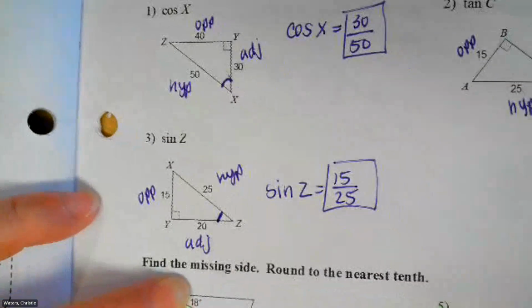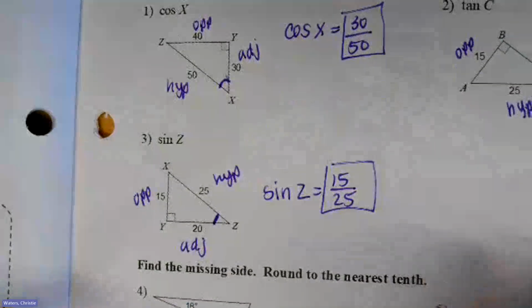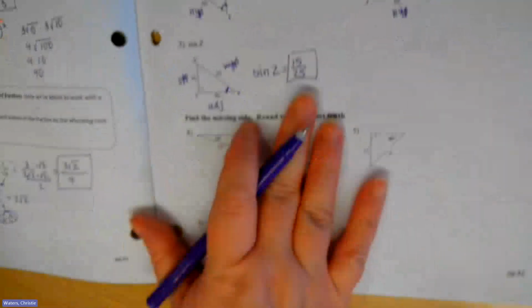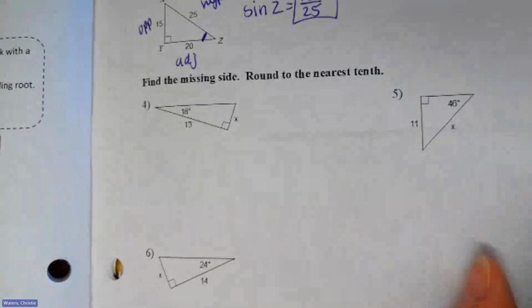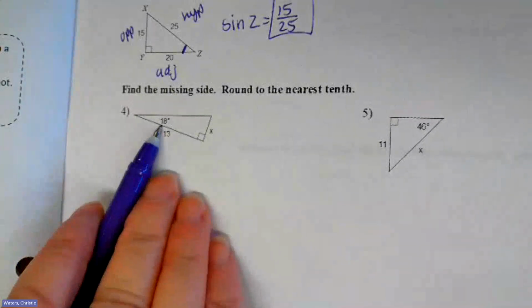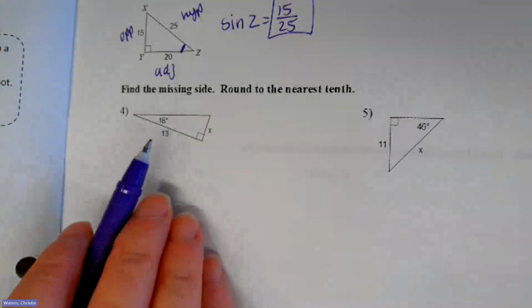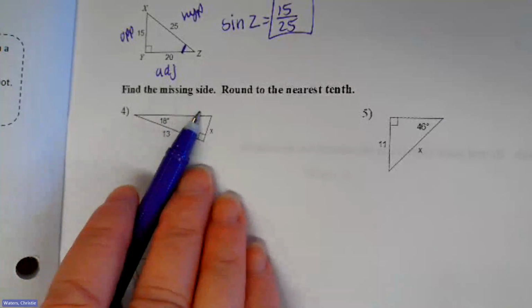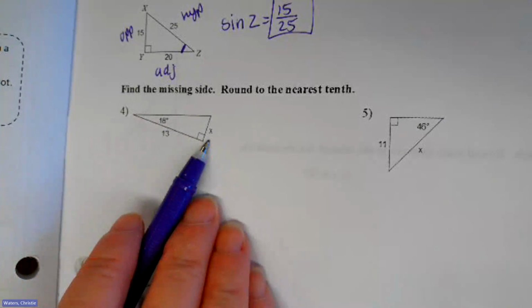Okay. All right. Now, we can use this to help us find missing sides of triangles. So let's take a look at number 4. Number 4 gives us an angle of 18 degrees. We know one side is 13. There's nothing marked on this side, but this side is marked with an X.